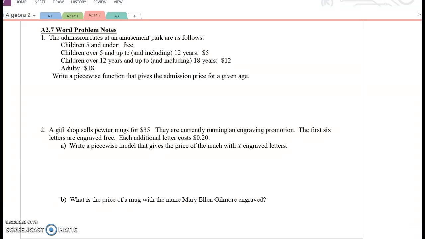Our first word problem for piecewise functions involves an amusement park. Children 5 and under get in free. Children over 5 and up to 12 have to pay $5 to get in. 12 up to 18 is $12, and adults are $18. So this is definitely a step function.